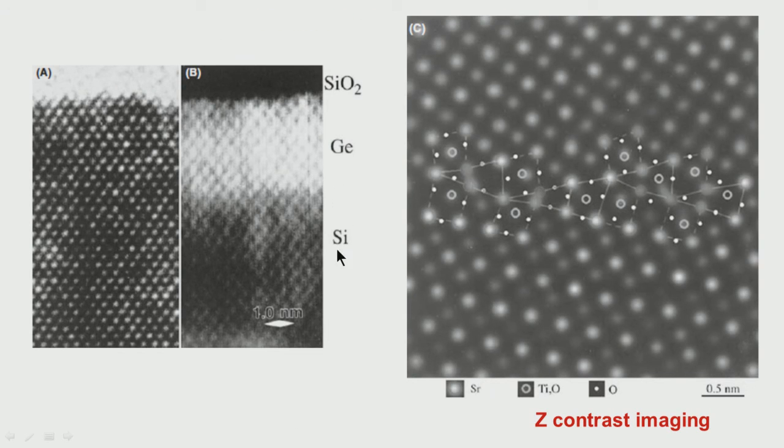This is again a silicon germanium sample with a silicon oxide on top of it. This is a normal high resolution picture which has been taken. If you look at this picture, we cannot make out which region contains silicon and which region contains germanium. We have studied earlier how to form a high resolution picture, using high resolution transmission electron microscopy.